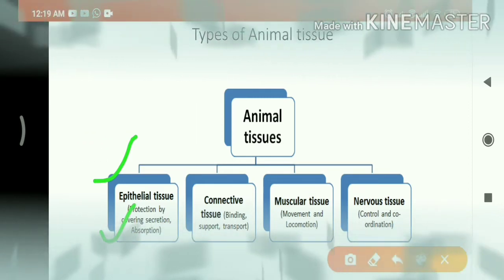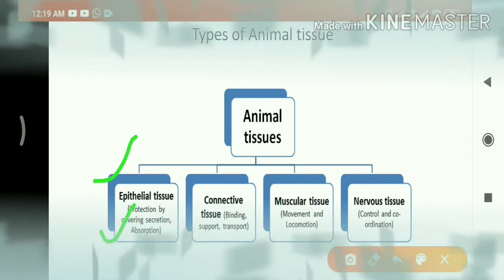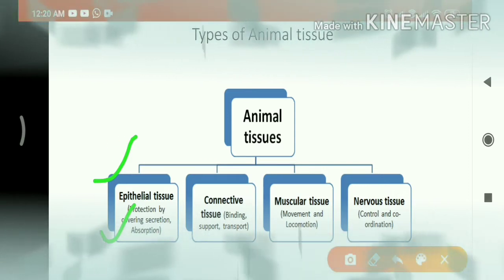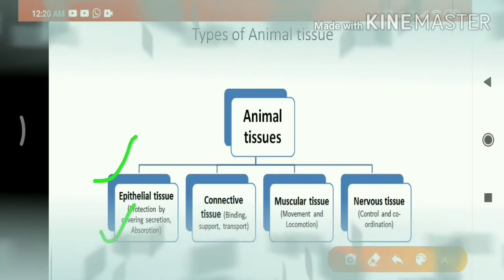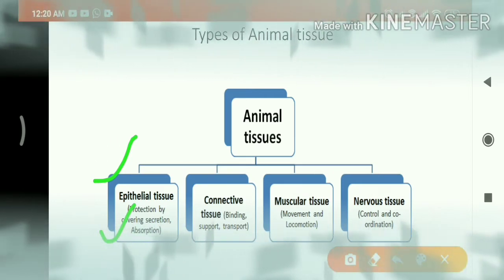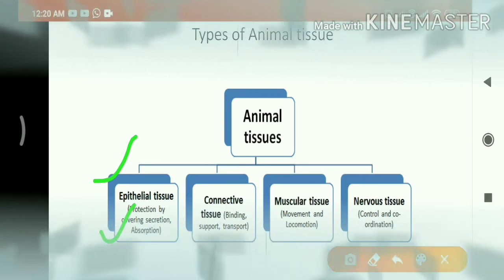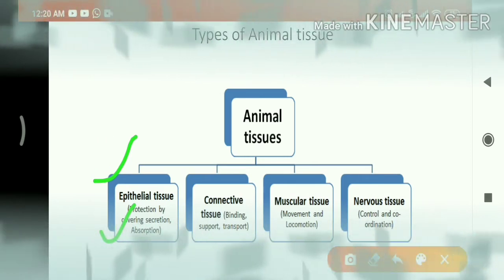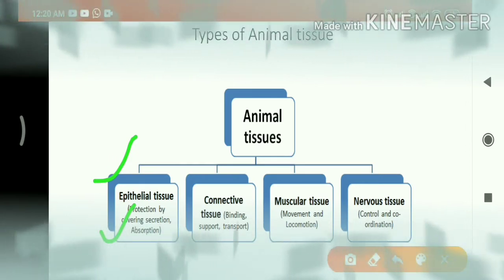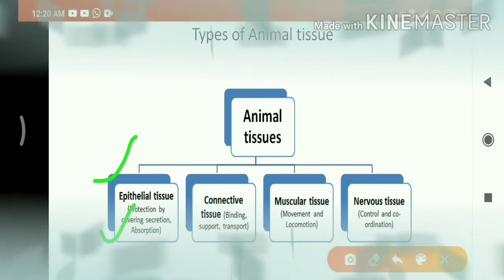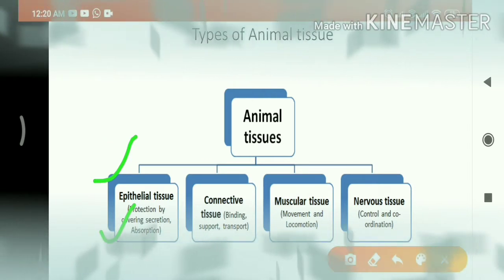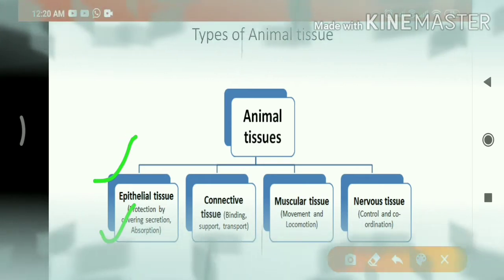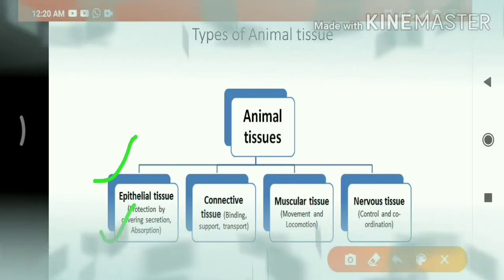For preparing these organs you require the raw material. What is that raw material? That is nothing but the epithelial tissue. Why is this special tissue present? Because this material has protection by covering, secretion and absorption. This tissue has that speciality. When we talk about the model, if you are given cotton, cotton is special, so you use this cotton to make the different organs, right?